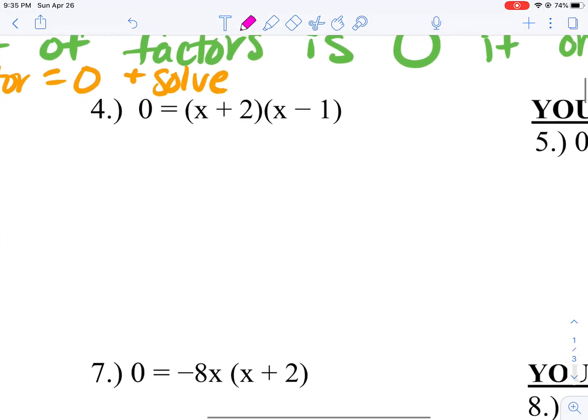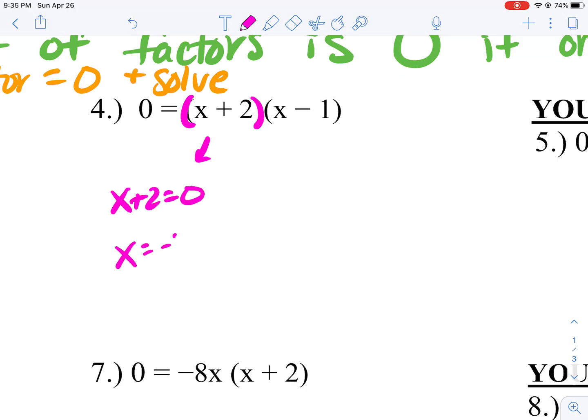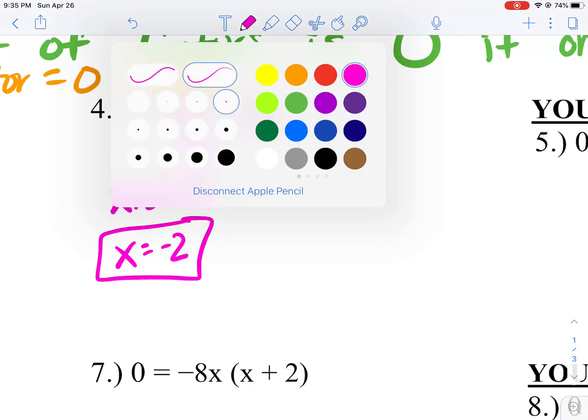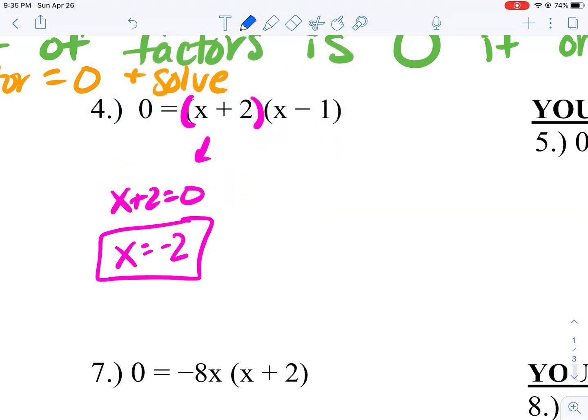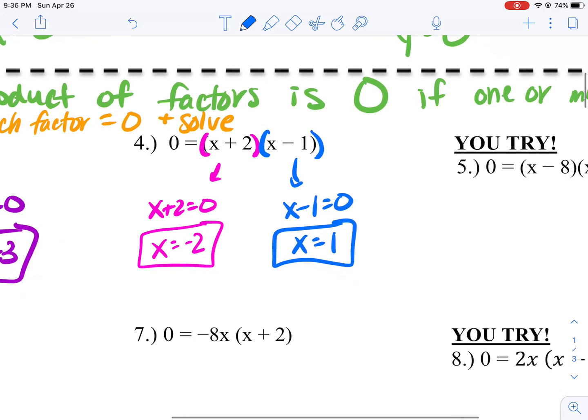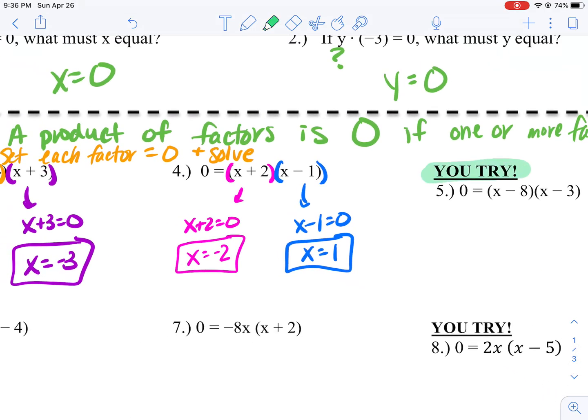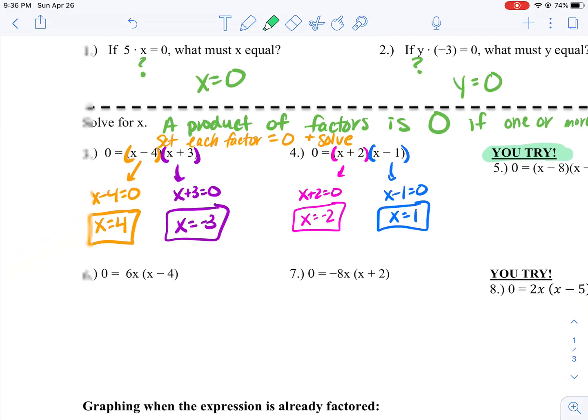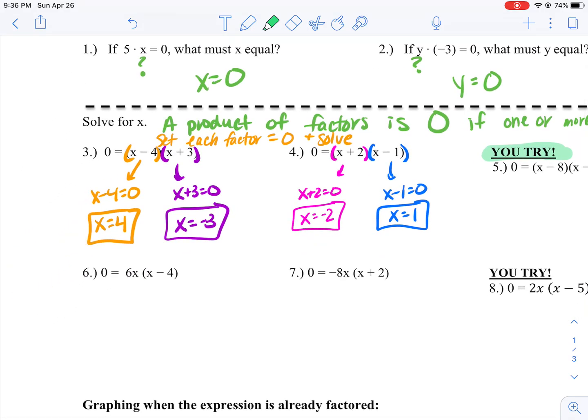Okay, so if you look at number 4, let's take our first factor, set it equal to 0, and solve. So x is equal to negative 2. And if we do the second factor, so x minus 1 is equal to 0. So you should have gotten x is equal to 1. Okay. Now, this number 5, if you can go ahead and do. Okay, and let's look at 6 and 7.